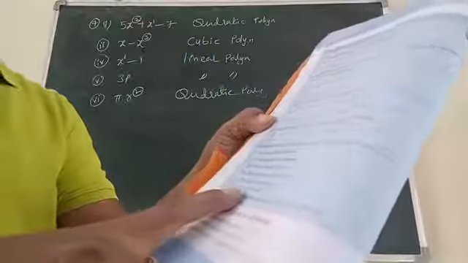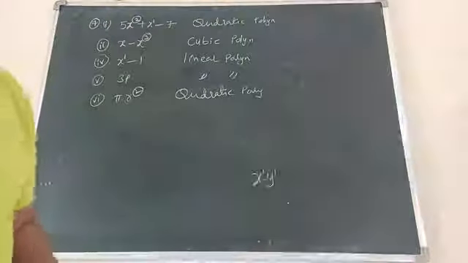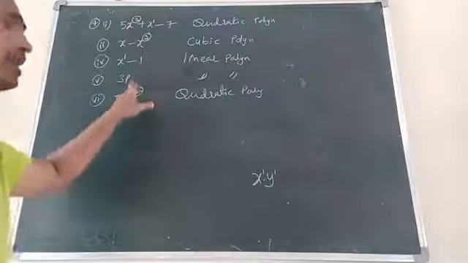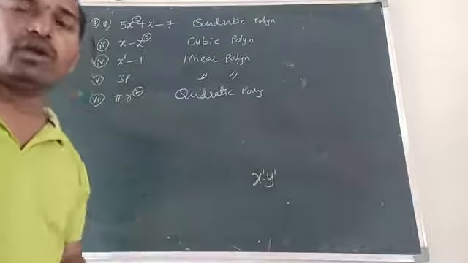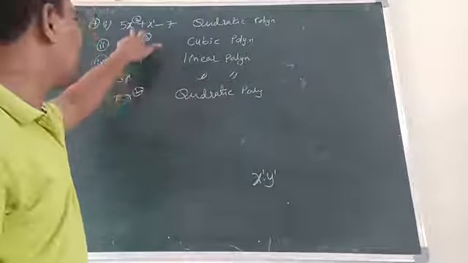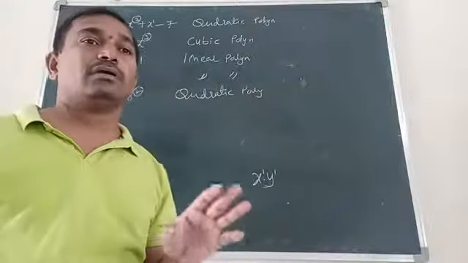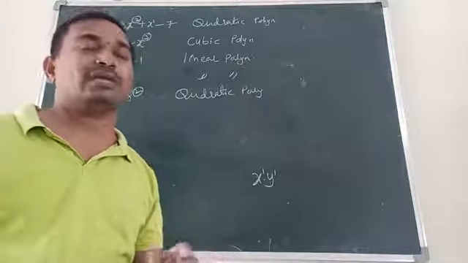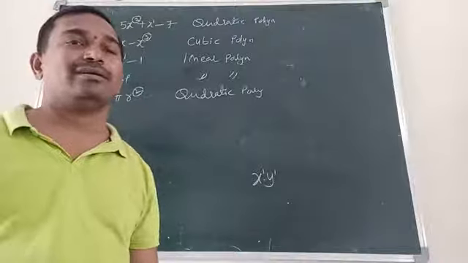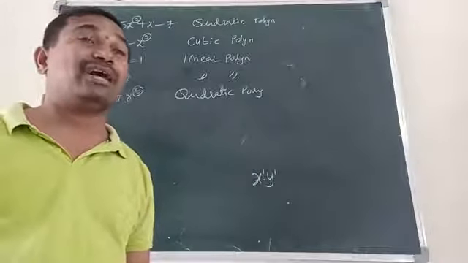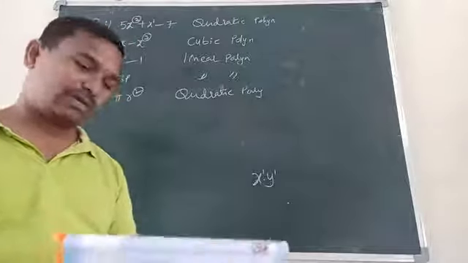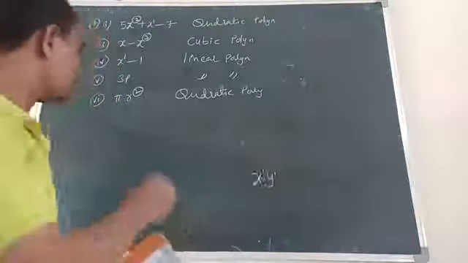Sixth one, pi r square is a monomial. Monomial means it contains only one term. If the polynomial contains only one term, it is a monomial. If the polynomial contains 2 terms, binomial. If the polynomial contains 3 terms, trinomial. If the polynomial contains more than 3 terms, multinomial. Some hospitals are called multi-hospitals. Multi means more.